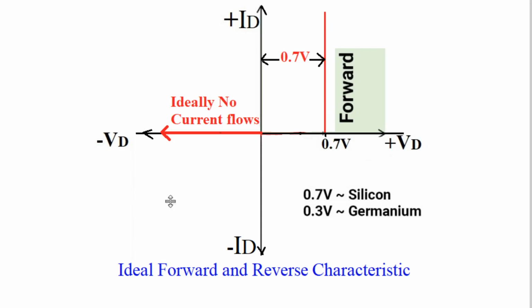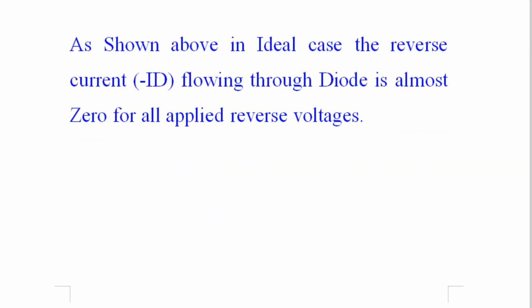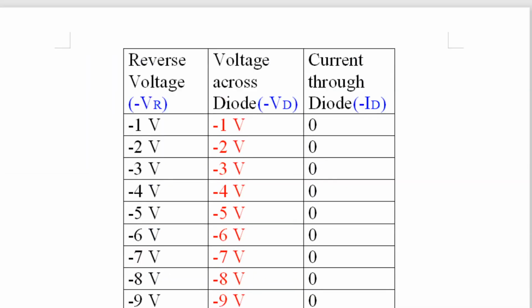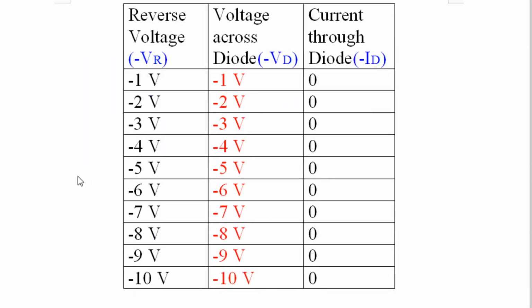So this shows both characteristics, forward bias and reverse bias, over here. As shown above, in the ideal case, the reverse current, minus ID, flowing through the diode is almost zero for all applied reverse voltages. And now here, this is the measurement of the reverse voltage minus VR, the voltage across the diode minus VD, and the current flowing through the diode. This observation is for the ideal diode.